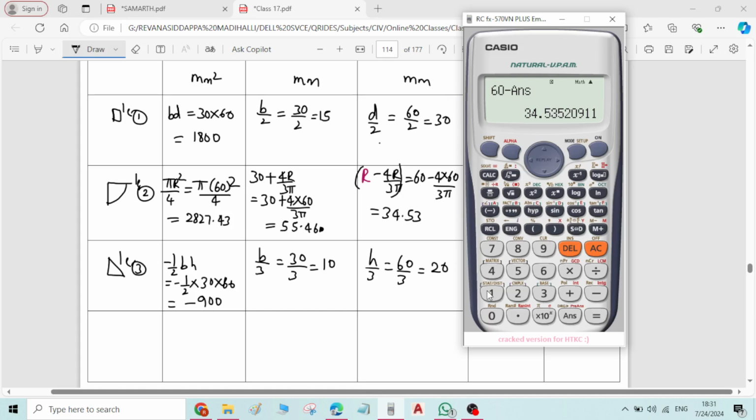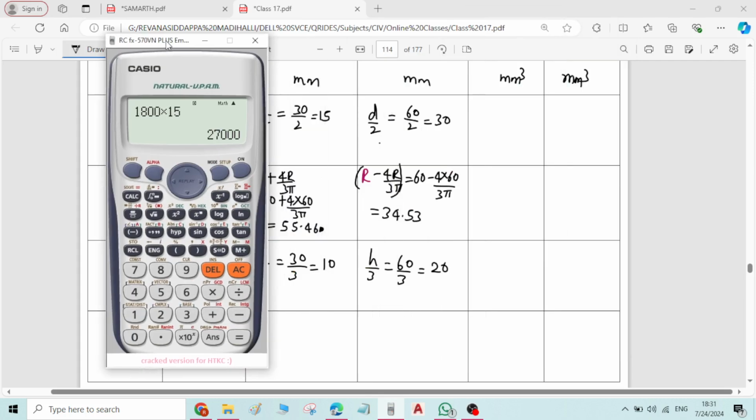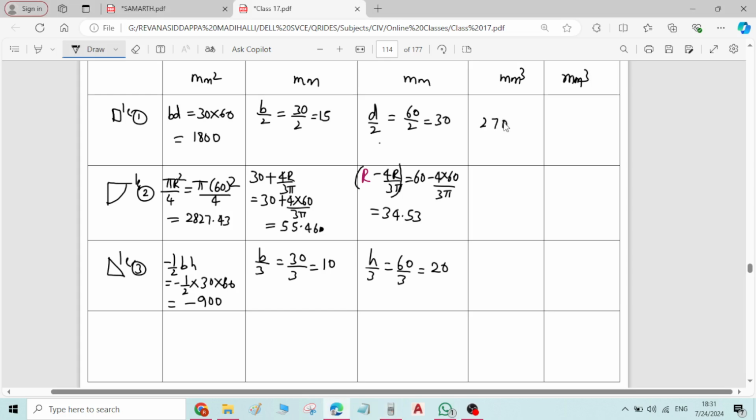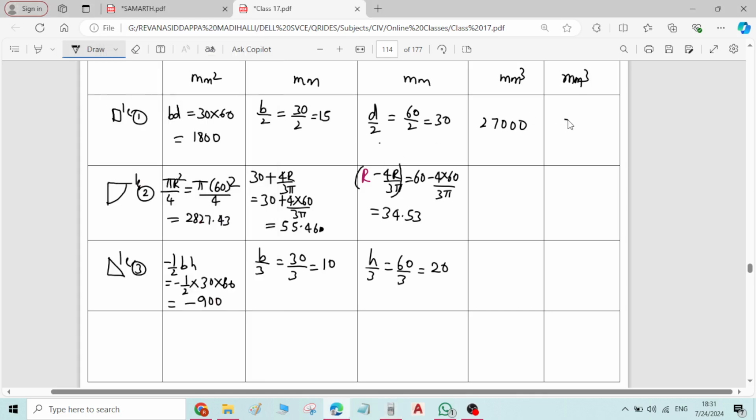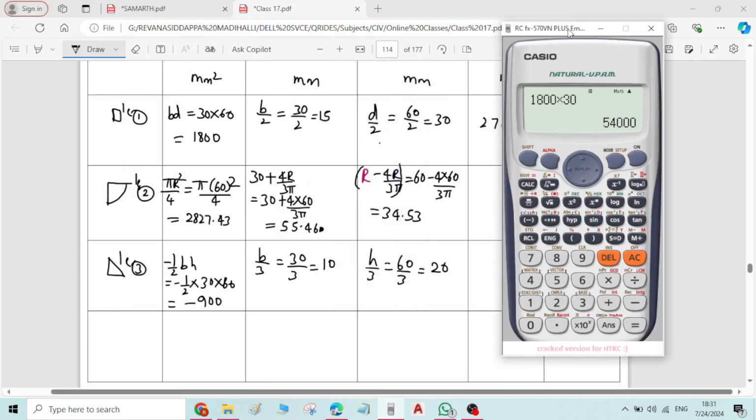1800 into 15, 27,000. Then 1800 into 30, 54,000. Then we have 2827.43 into 55.46. The answer is 156,809.26.